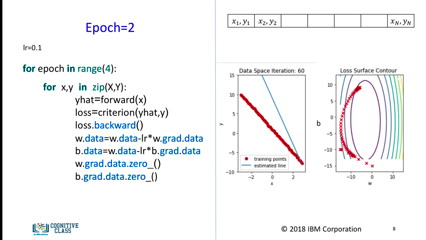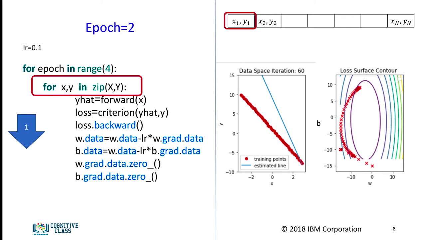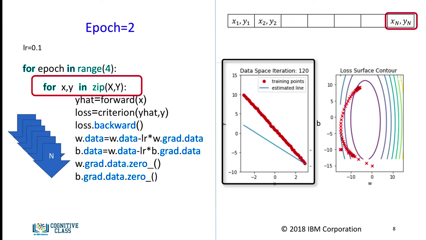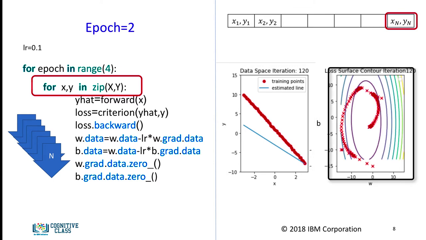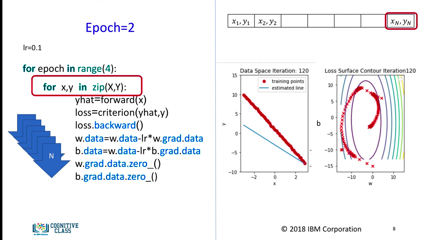For the second epoch, we run through the first nested loop again. We use our first sample, second sample. That's how we use all the samples. Our data space line changes, becoming closer, and our loss surface also changes. We've now run 120 iterations.